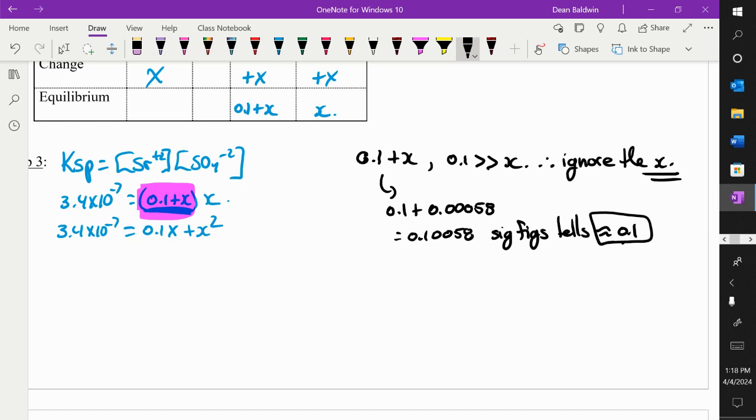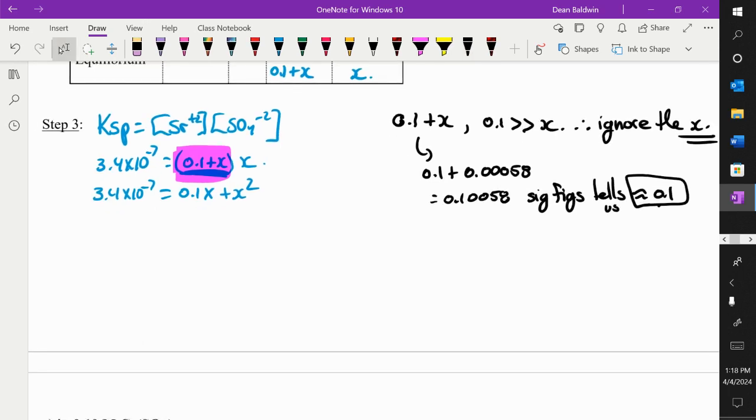Sig figs tells us it's going to round to about 0.1 anyway. So who cares? But if you want to use the quadratic formula, be my guest. It actually works out. You'll get the same answer when you actually do the math. We're not done yet. So you don't have to do this step right here.